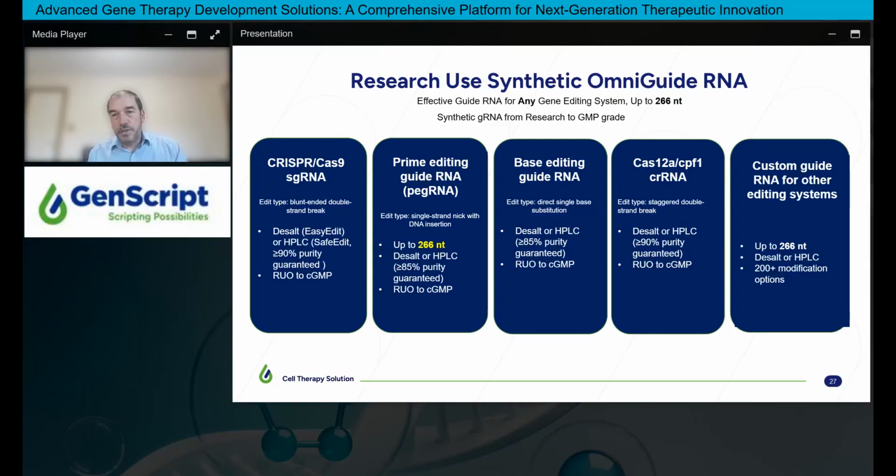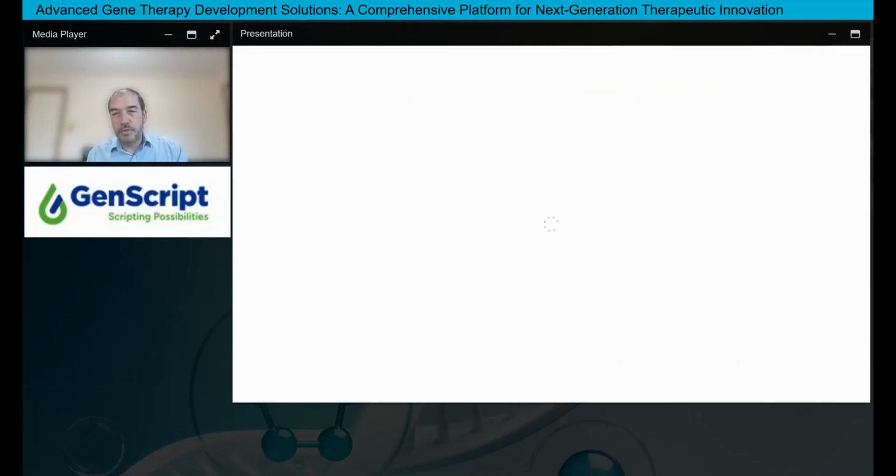In addition to the enzymes, we also offer guide RNAs. We offer guide RNAs for most of the enzymes out there, including Cas9 sgRNA, prime editing pegRNA, base editing gRNA, Cas12a crRNA, and we can synthesize any guide RNA that you may need, up to 266 nucleotides.